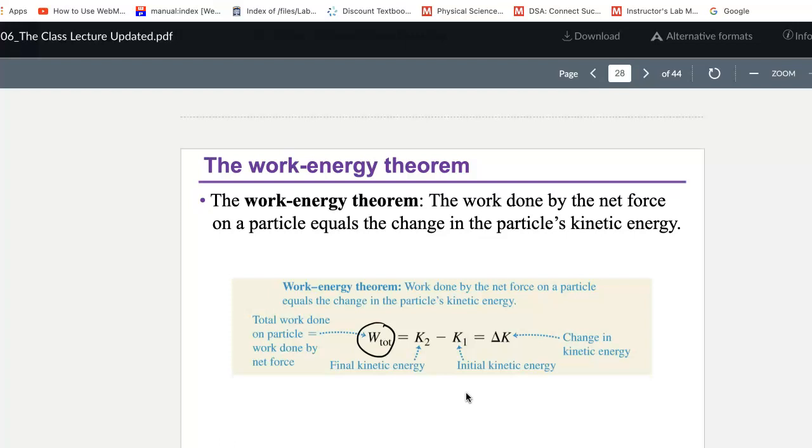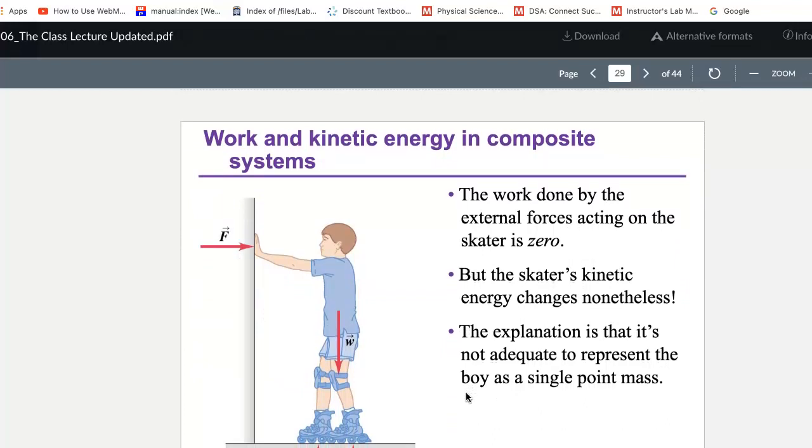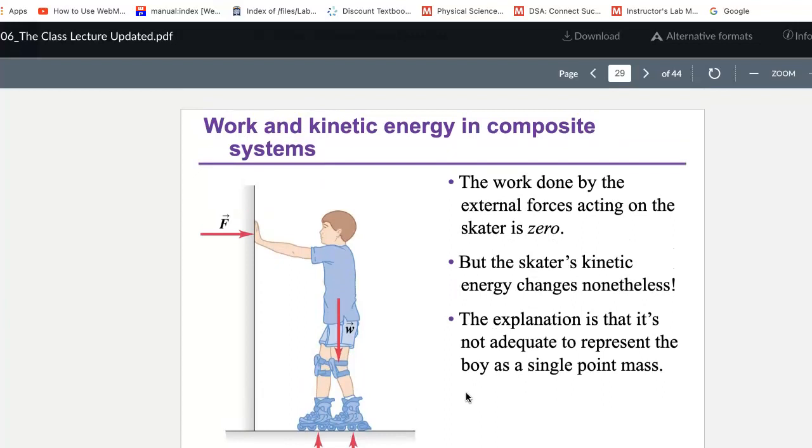Again here, this is the work energy theorem. Work total equals K2 minus K1, or the change in kinetic energy, K final minus K initial. Now the work done by the external forces acting on the skater here is 0, but the skater's kinetic energy changes nevertheless. The explanation is that it's not adequate to represent the body as a single point mass. Here it has a dimension. It's not a single point. Forces are acting at different parts, and we call this a composite system.